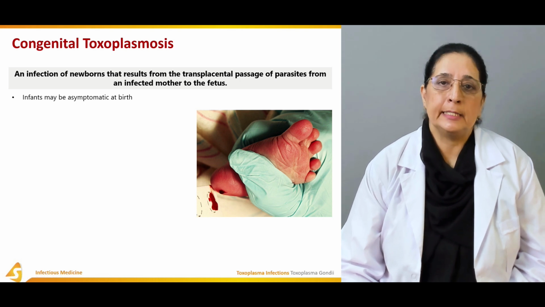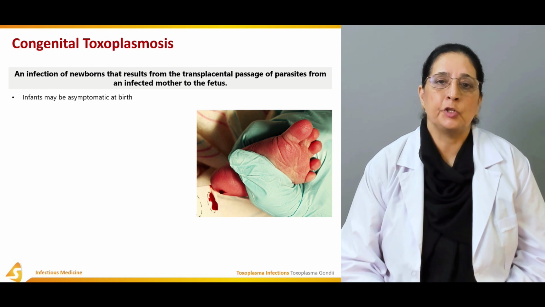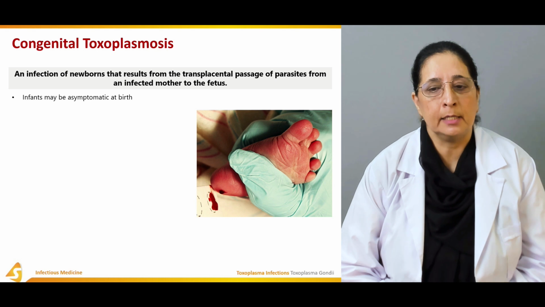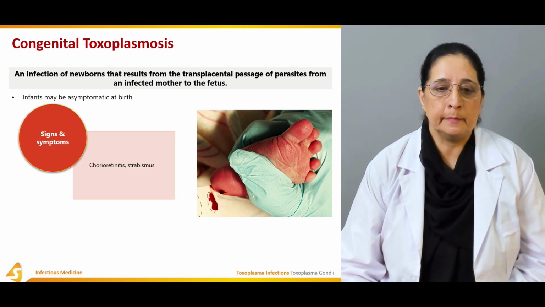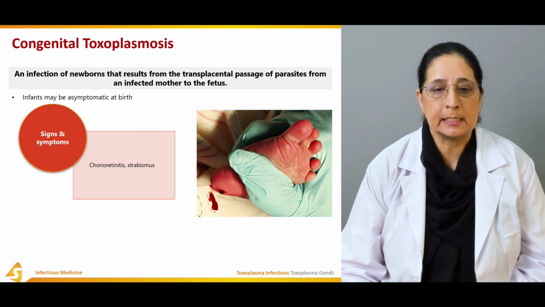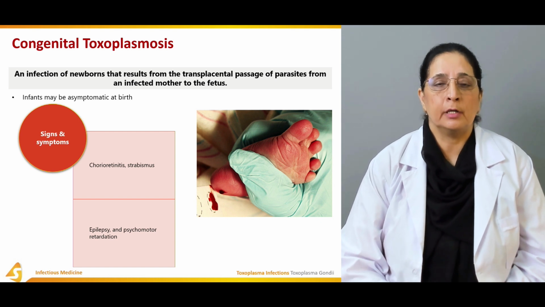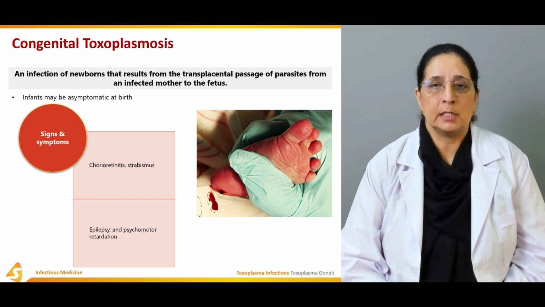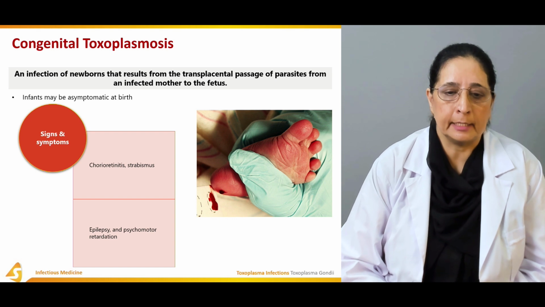Infants may be asymptomatic at birth. So infants with congenital toxoplasmosis may have no symptoms present at birth. Signs and symptoms are chorioretinitis, strabismus, epilepsy, and psychomotor retardation. So congenital toxoplasmosis is a serious condition that can even cause mental retardation.